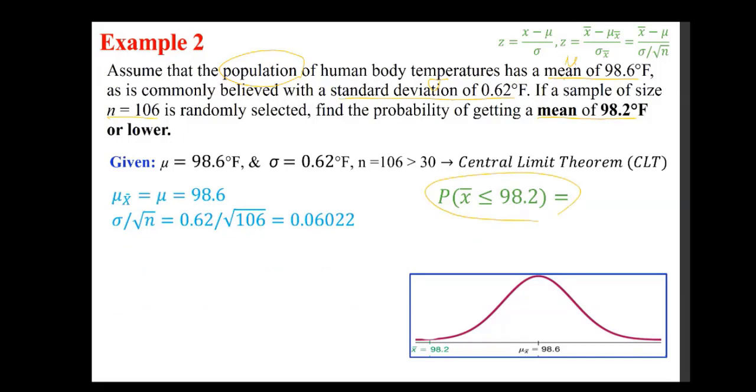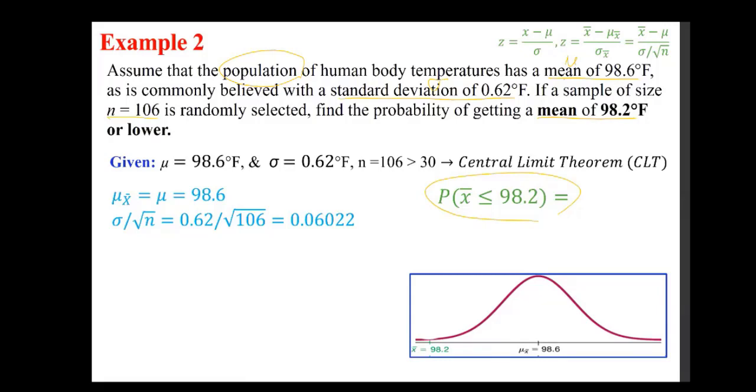We want the probability of x bar being less than or equal to 98.2. If you look at the graph with the given information, this is how it looks, but I'd rather look at the graph when we are dealing with the z-score. And so we have to go from x bar to the z-score.